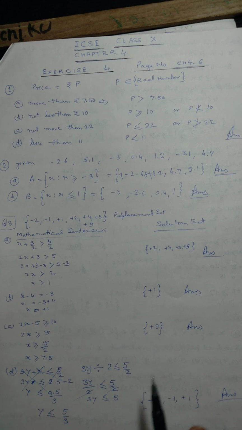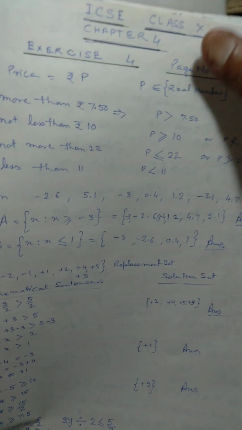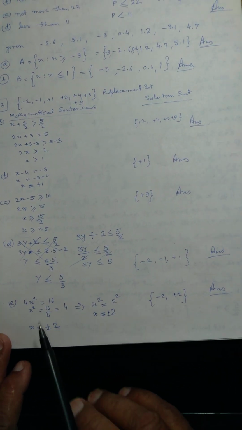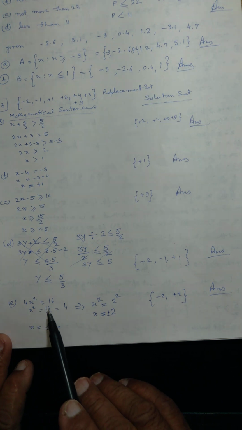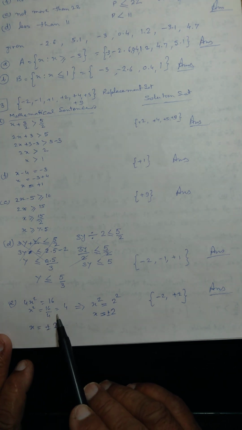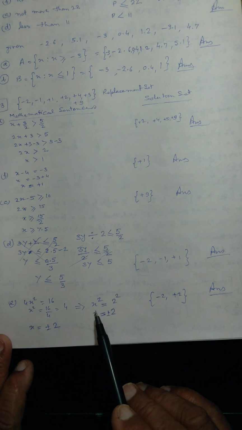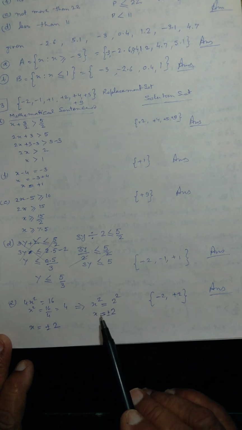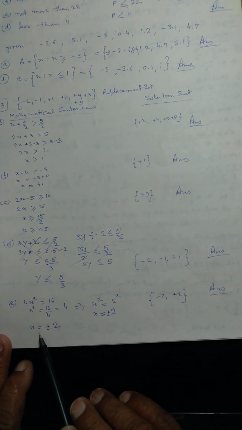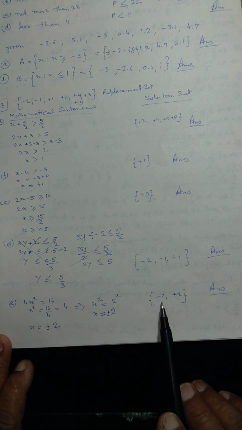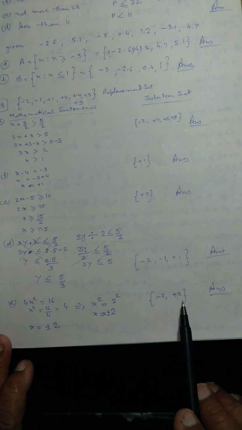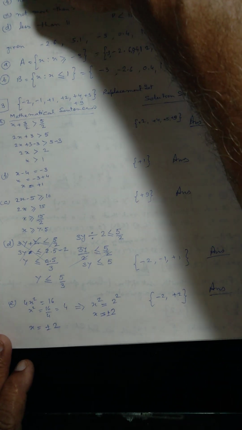Now E part. You see, the E part states that 4x square equal to 16. So the x square will be equal to 16 by 4. Therefore it will be equal to 4. So x square will be equal to 2 square. So x will be equal to plus minus 2. Here I have mentioned x is equal to plus minus 2. So in solution set I have put minus 2 and plus 2 are the two solutions and these are the solution set.